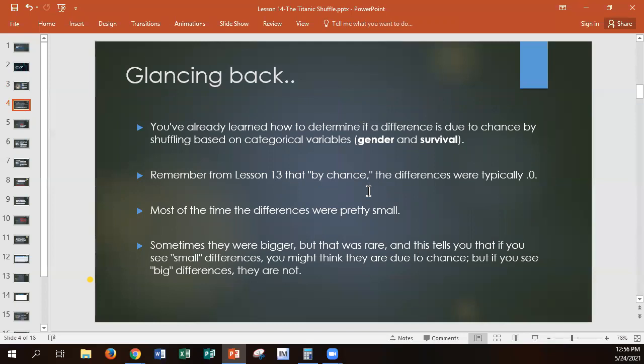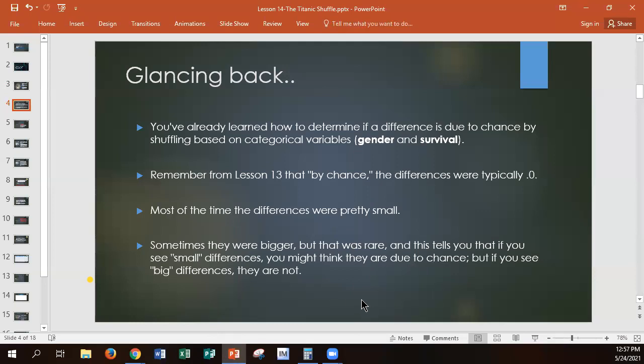And with our horror movie shuffle, the main difference was like a 0.10. But our by chance differences were like 0.03 or 0.02 or whatever. So most of the time, the differences were pretty small. Sometimes they were bigger, but that was rare. And this tells you that if you see small differences, you might think they are due to chance. But if you see big differences, that usually means they're not just due to chance.